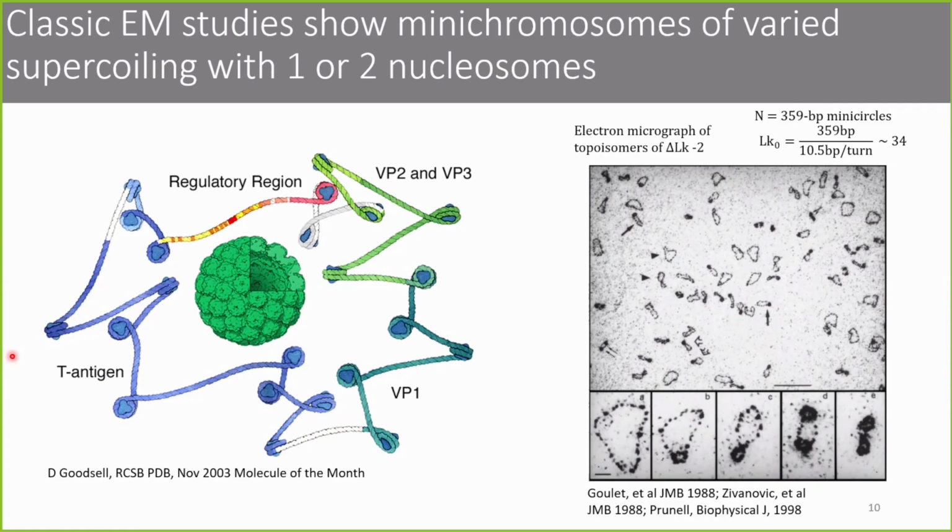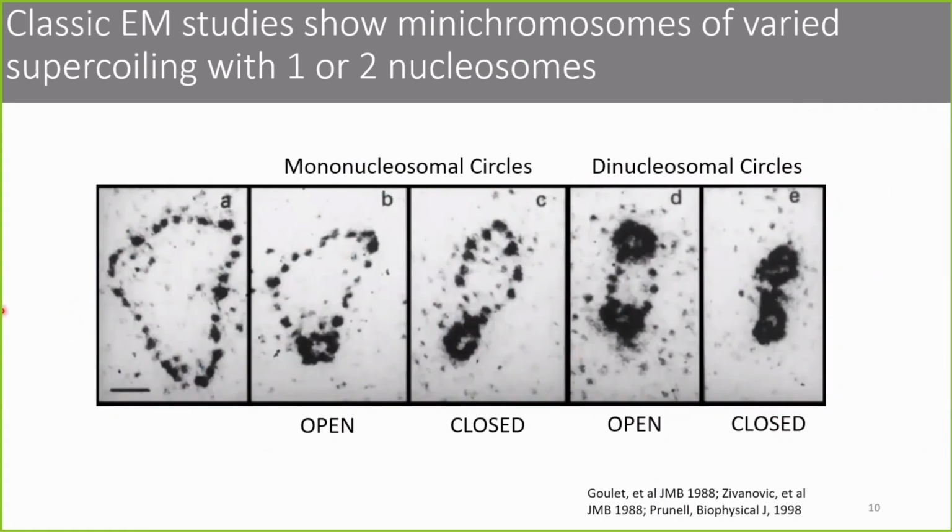the SV40 molecule and the SV40 genomic setup, showing how many circles of various levels of supercoiling can uptake a nucleosome, as seen here in this electron micrograph of structures that have a -2 topoisomer state. Depending on the length of the circle and the level of supercoiling, either one or two nucleosomes can be uptaken by the circle. And we can do a more zoomed in view here.